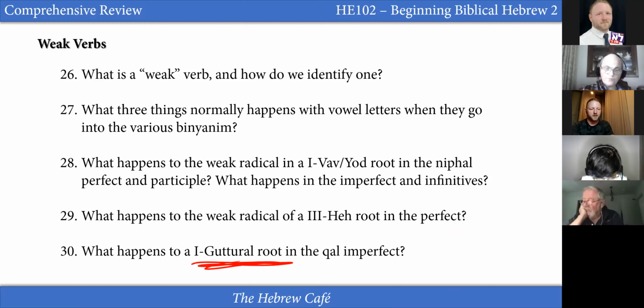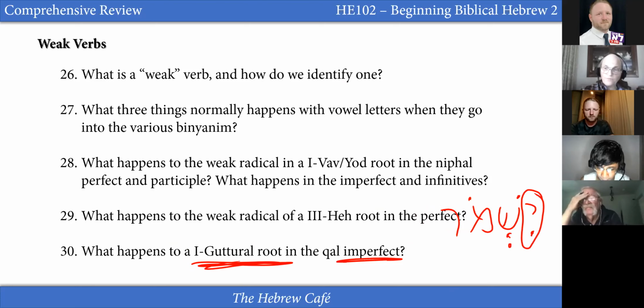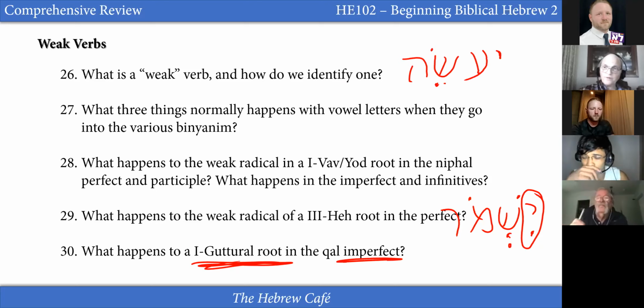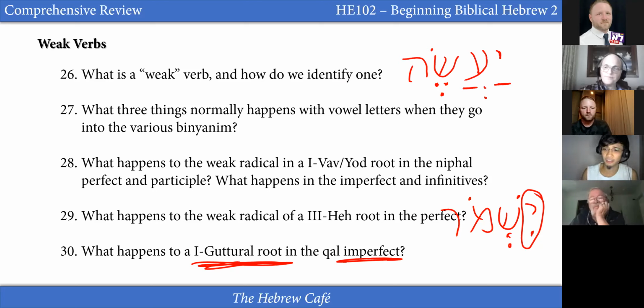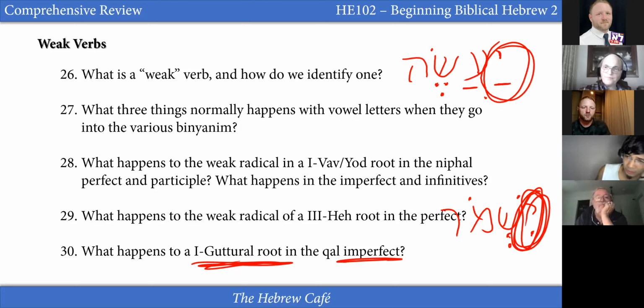What happens to a first guttural root in the kal imperfect? Remember, the kal imperfect is supposed to be like yishmor. But in the gutturals, instead of E, it takes a different vowel, the historical vowel. Can you give an example of one guttural? This one here: ose, but in the future, ya'ase, with the hatef in the guttural. So instead of E, it becomes ya, which is the actual historic vowel. The imperfect began in Hebrew as ya, and then switched to E, probably to distinguish it from the other binyanim. So it made the kal sound different than the rest.